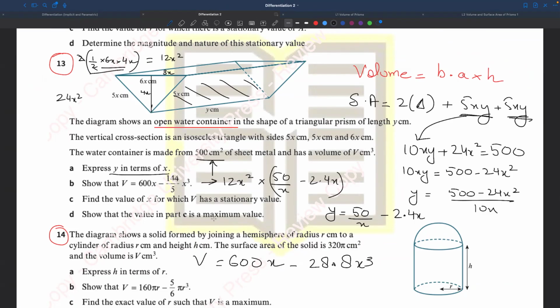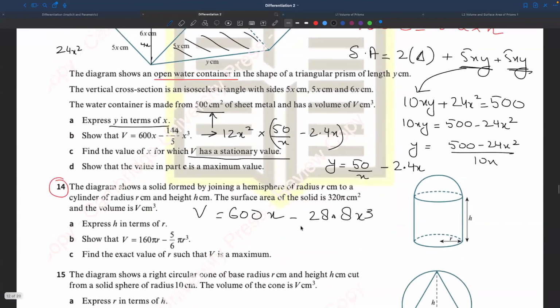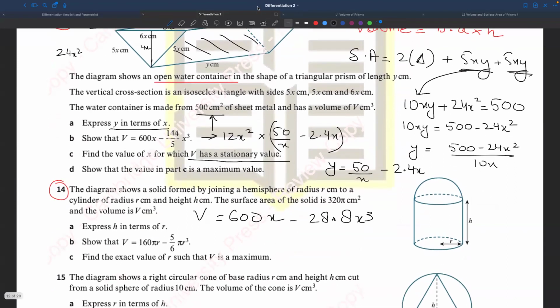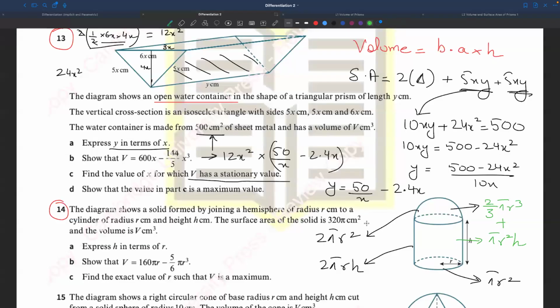Okay. Find the value of x for which v has a stationary value. I refuse to do these parts anymore. I refuse. And go to 14 after this. I will not be giving any more information than this.